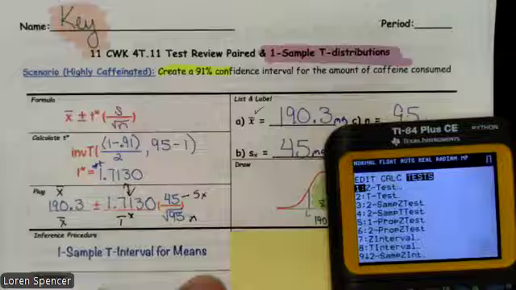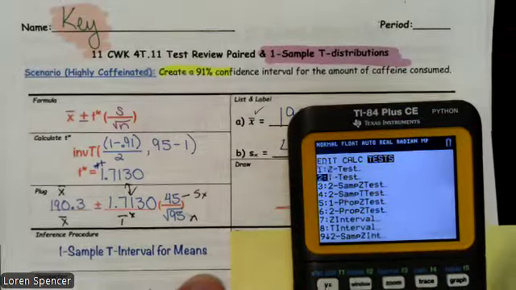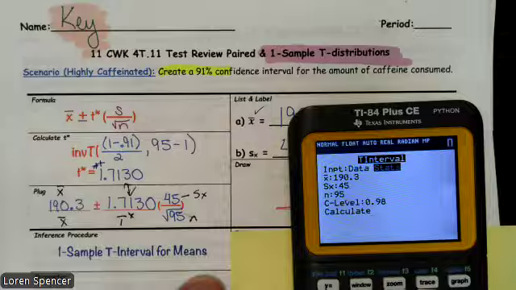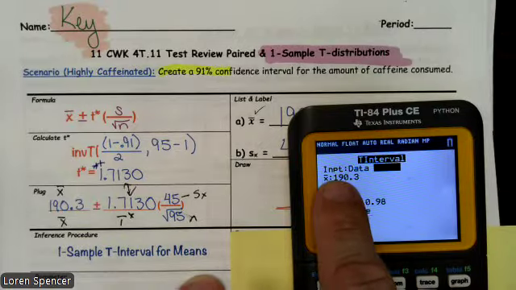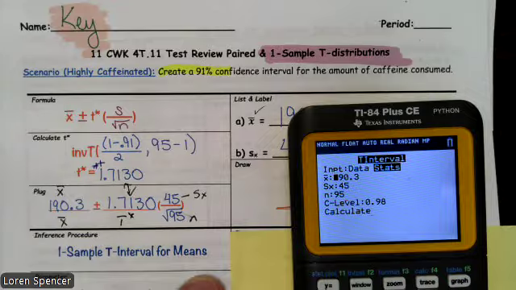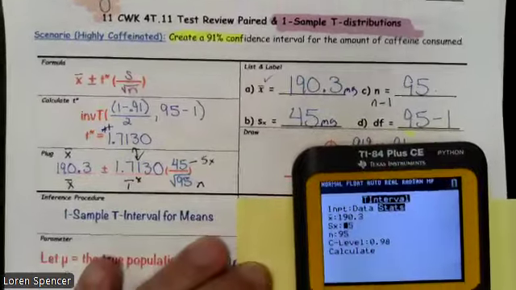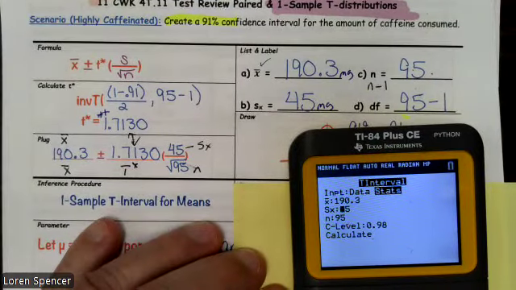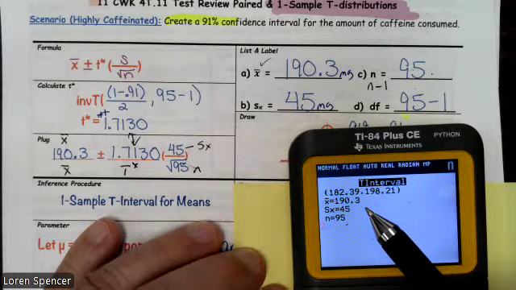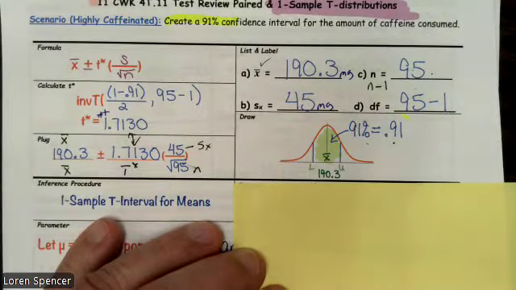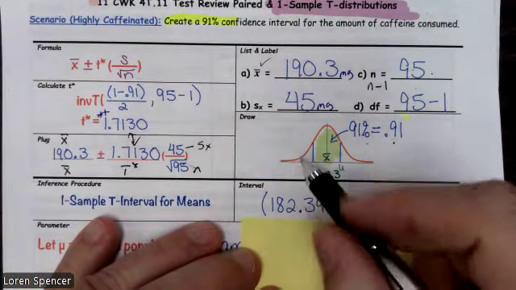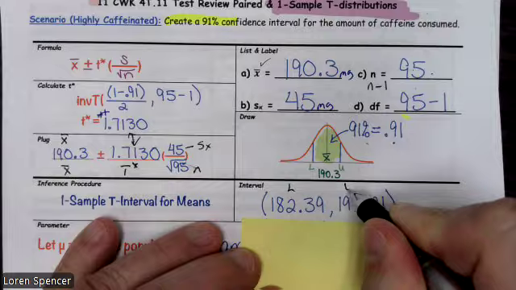All right, running the test. Stat, test, drop down to number 8, T interval. All right, stats should be highlighted because we don't have data. Our X bar is 190.3. Our sample standard deviation is 45. Our sample size is 95, and we want to run a 91% interval, so 0.91. Calculate, and we get 182.39 to 198.21. So here's my lower bound and my upper bound.